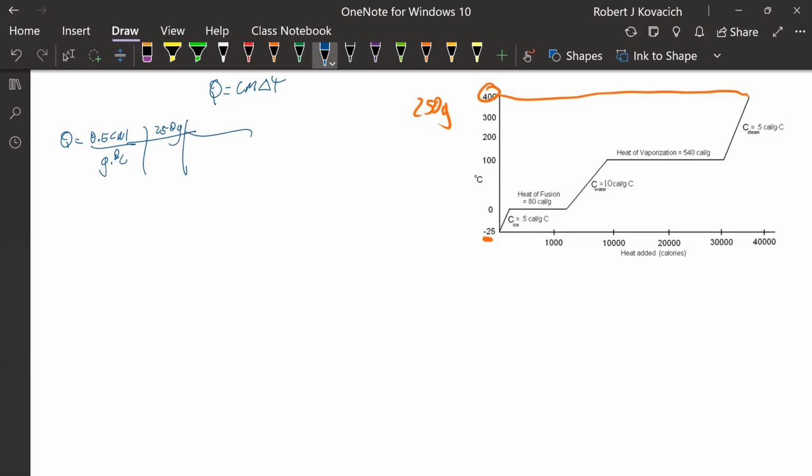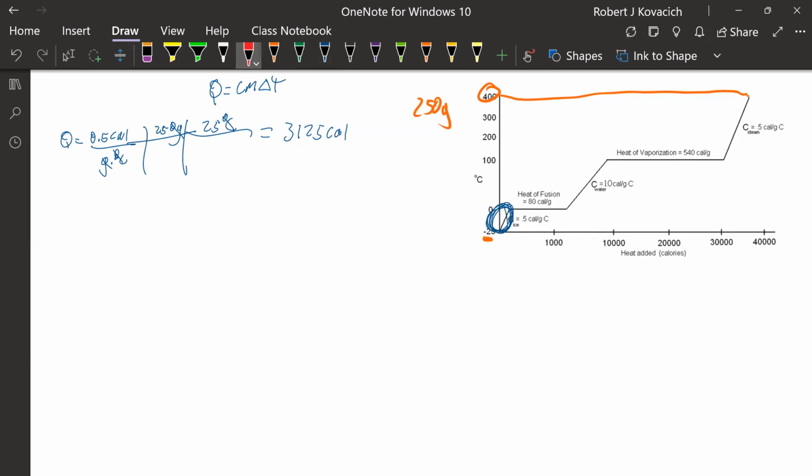And my temperature change is 25 degrees Celsius. So why is it 25 degrees Celsius? Because the ending value is 0, and then we subtract off negative 25 degrees, which changes the sign and makes it a positive 25 degrees Celsius. So we end up with a calorie unit. That's all that we have left. And so that's going to be 0.5 times 250 times 25. So this is 3,125 calories.